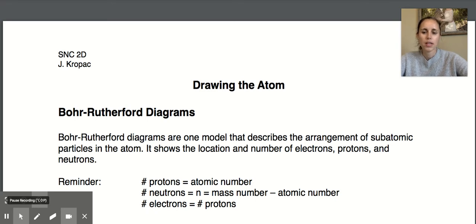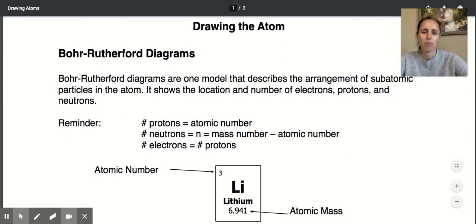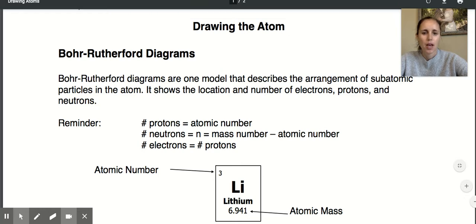So today we're going to be looking at drawing atoms and reminding ourselves how to draw atoms. These are going to be really important for us as we continue on with chemistry to understand how bonding works. So to draw atoms, we're going to be using what's called a Bohr-Rutherford diagram to start.